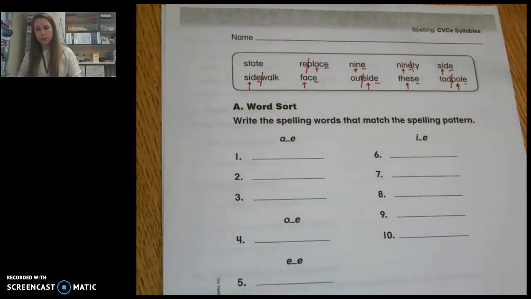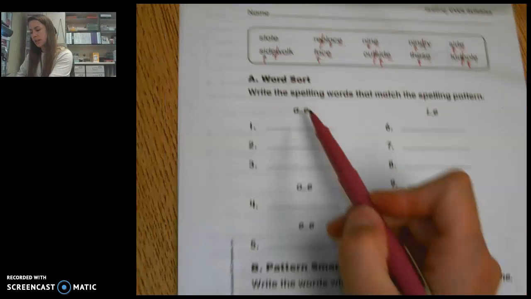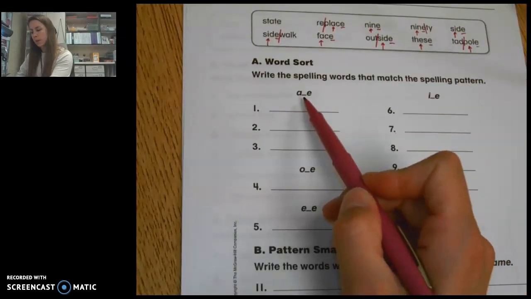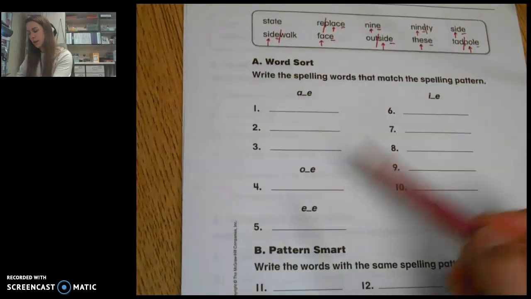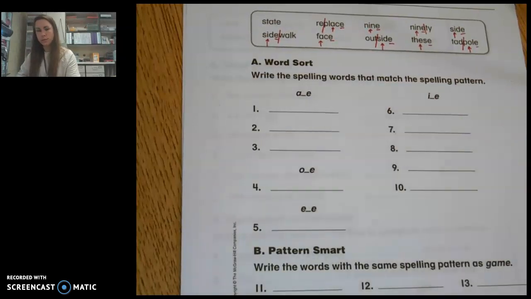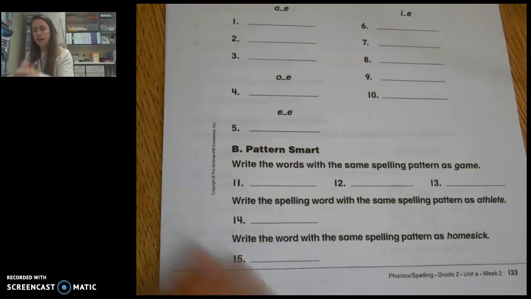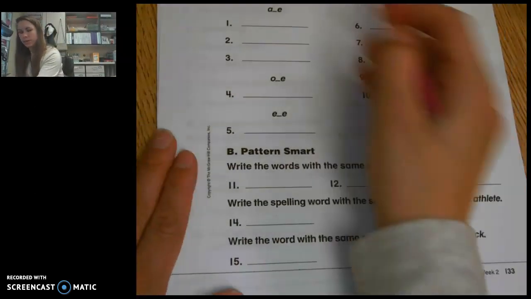We have these 10 words to focus on. What you're going to do down here is sort them by their long vowel sound. Does it have a long A? Does it have a long I, a long O, or a long E? And you're going to sort those words right here. Then down below, you're going to write the words that have the same spelling pattern as some of those words.